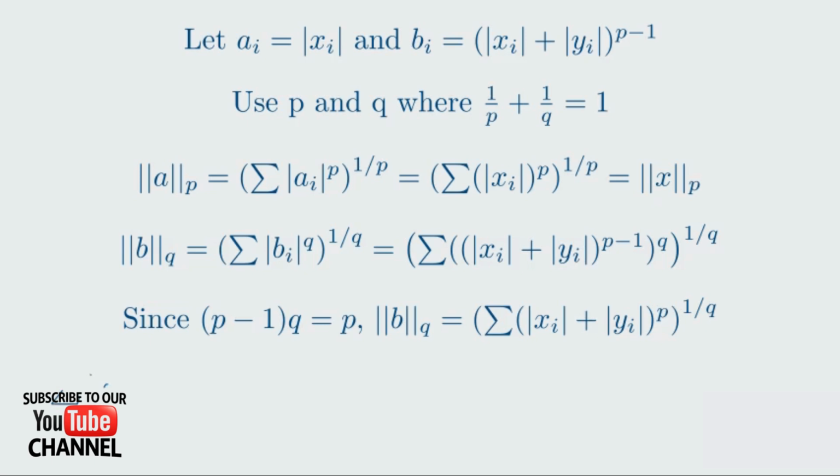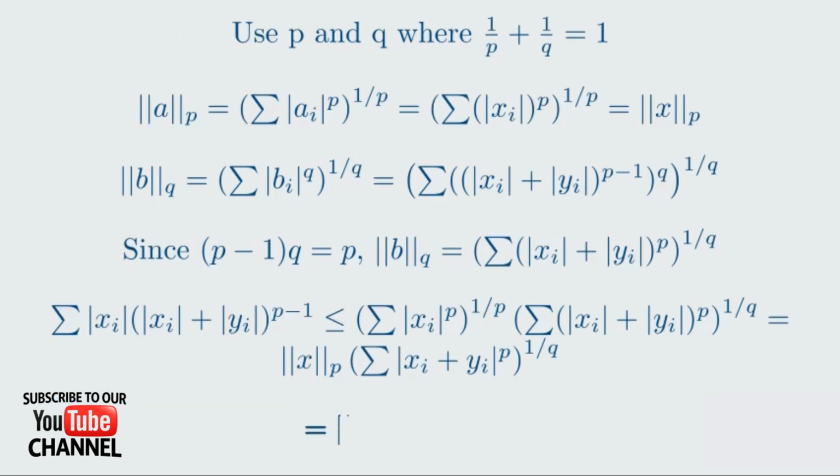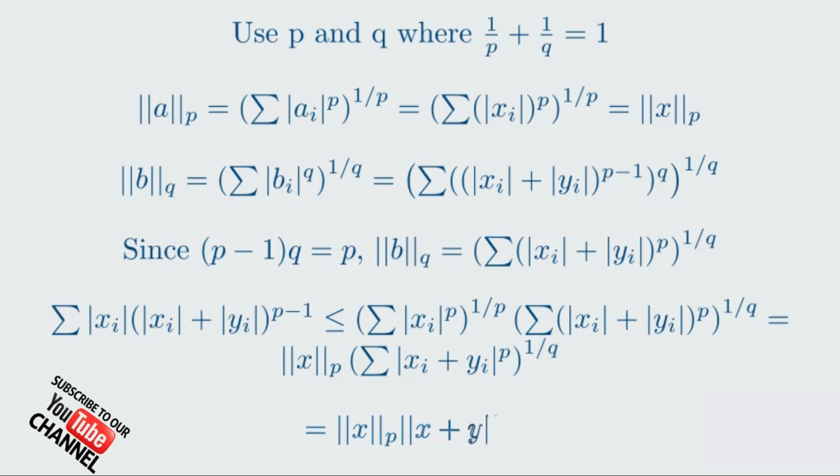Putting this all together with Holder's inequality, we find that the first sum is less than or equal to the p norm of x times this expression involving the pth power of |x_i| + |y_i|, all to the power of 1/q. We can combine these two sums because they have the same qth root term. We can write this more compactly as ||x||_p times ||x + y||_p raised to the power of p/q.